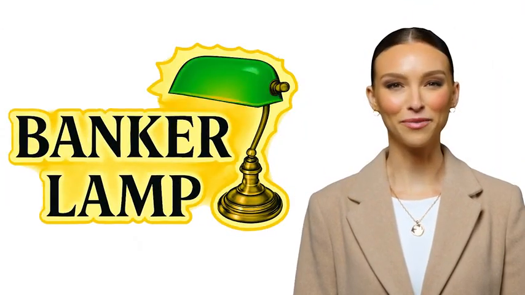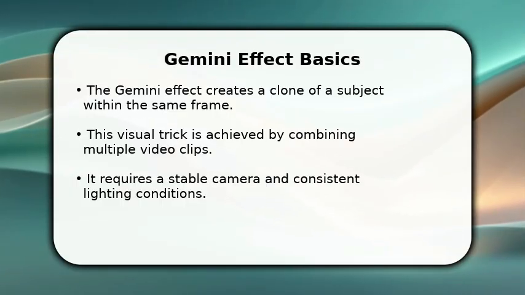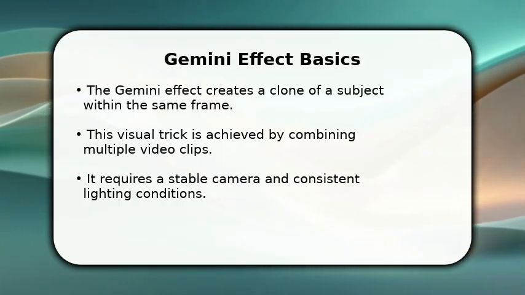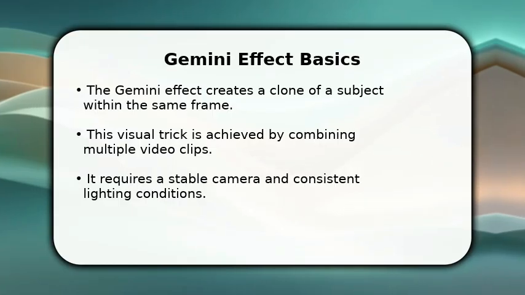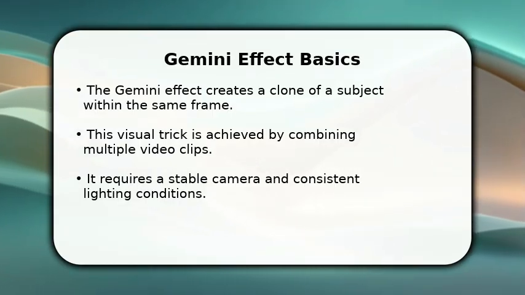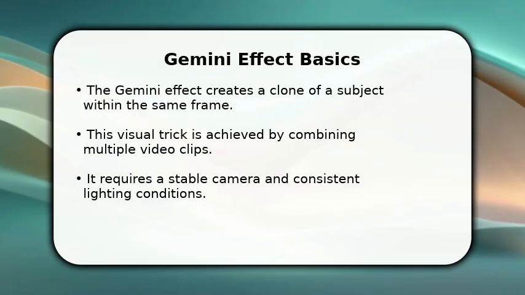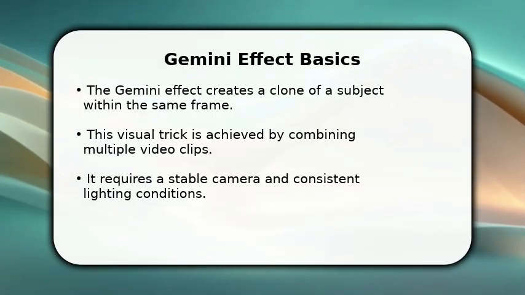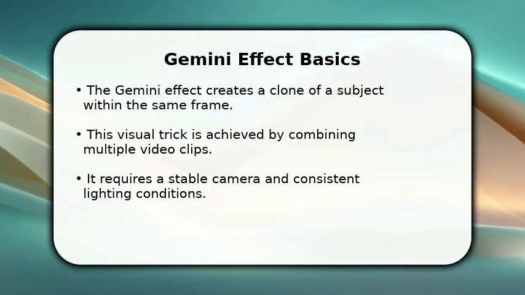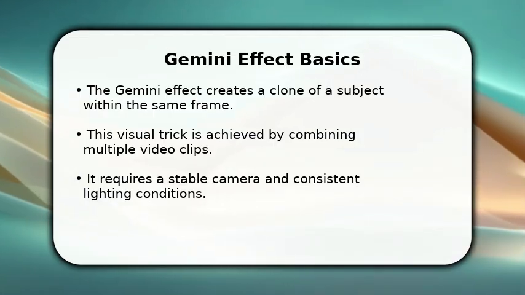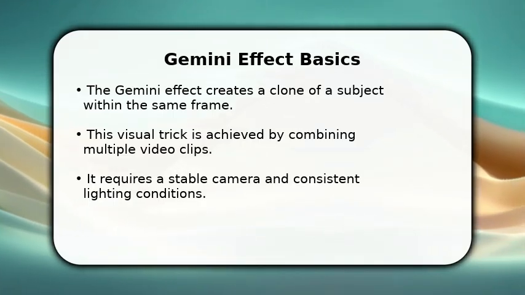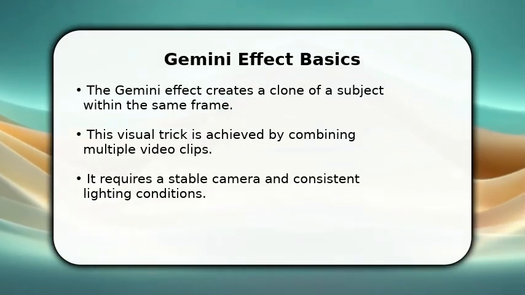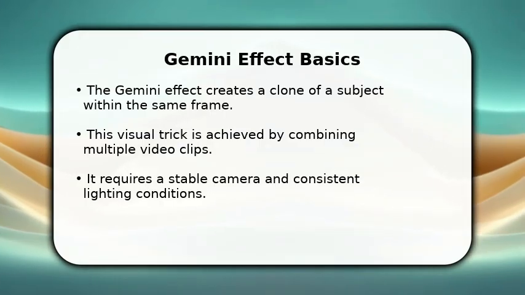Please enjoy the video. In this video, I will explain how to make the Gemini effect. First, you will need to film your subject in 2 or more separate takes, ensuring the camera remains perfectly still. The subject should occupy different areas of the frame in each take. Consistent lighting is crucial to avoid noticeable seams later. This technique allows for creative storytelling, making it seem like one person is interacting with themselves.